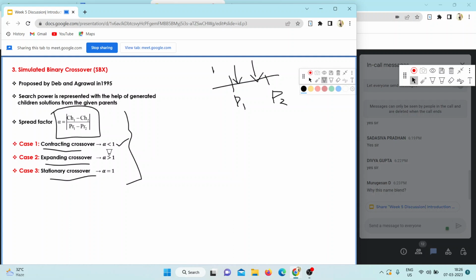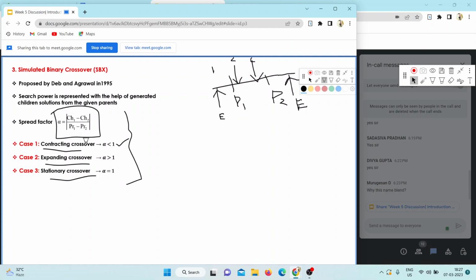Now if your crossover is expanding crossover, then your children will lie ahead or behind the parents. So this is your expanding crossover. Let me write it with C and E, expanding E. So these two are contracting crossover because the children are coming in between the two parents, and when your children are lying beside the two parents, that is known as expanding crossover.